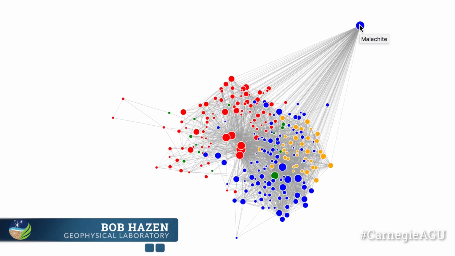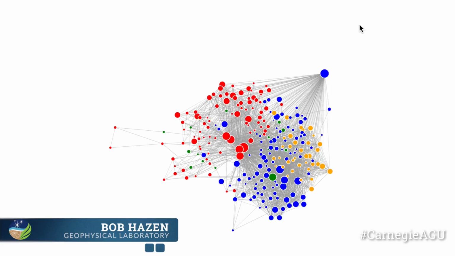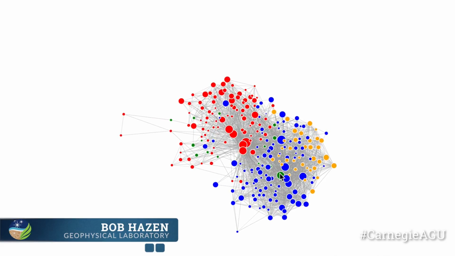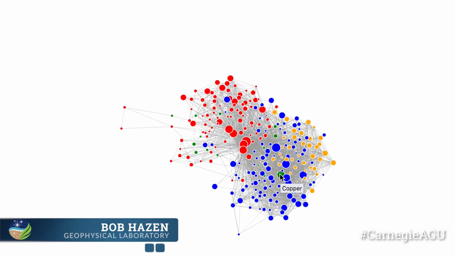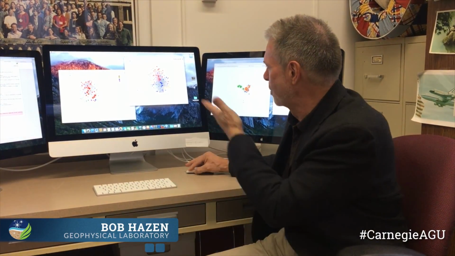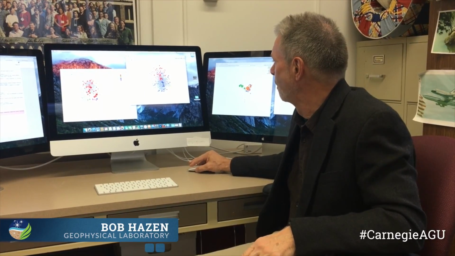You can go on any one of these nodes. You can pull them out. There we go. Come on now. There it is. And you can see that this particular one is linked to only a few others. And virtually everything that this blue node is linked to are blue minerals. Those, in this particular case, mean minerals that have oxygen in them, but no sulfur. So these are copper minerals of one kind.